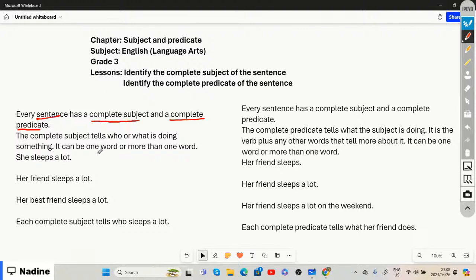So it can be one word or it can be more than one word. So complete subject, once again, it tells us who and it tells us what is doing something, right? So for example, if we look at our sentence, it says she sleeps a lot. So now we need to ask ourselves who sleeps a lot. So if we ask ourselves who sleeps a lot, then we can say she sleeps a lot.